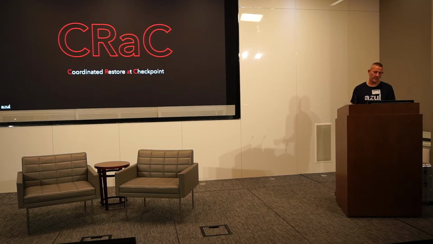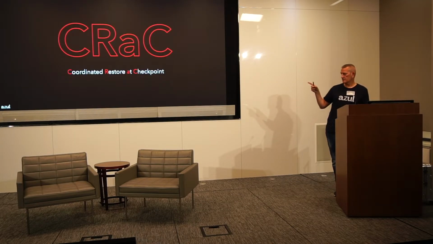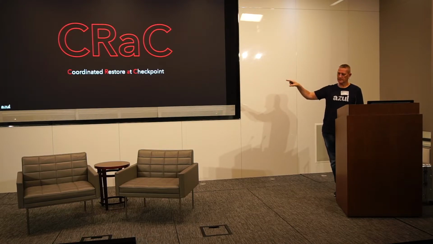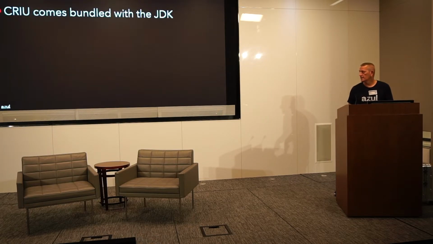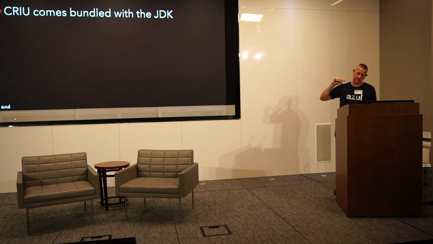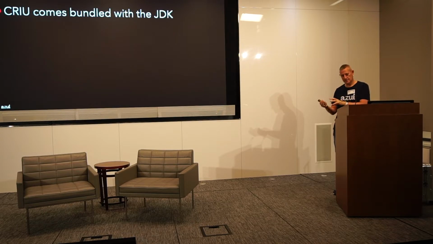And that leads me to CRaC, which means coordinated restore at checkpoint. And the big part here is the coordinated. The coordinated should fix the problems with the applications. That's the main idea. And CRIU comes in a specific version that we patch and bundle with the JDK. So that means we have a JDK, and with this JDK, we bundle CRIU in a specific version that makes it possible to run here.